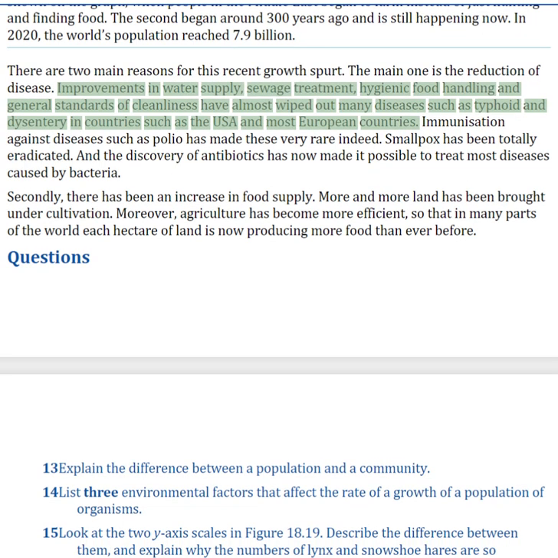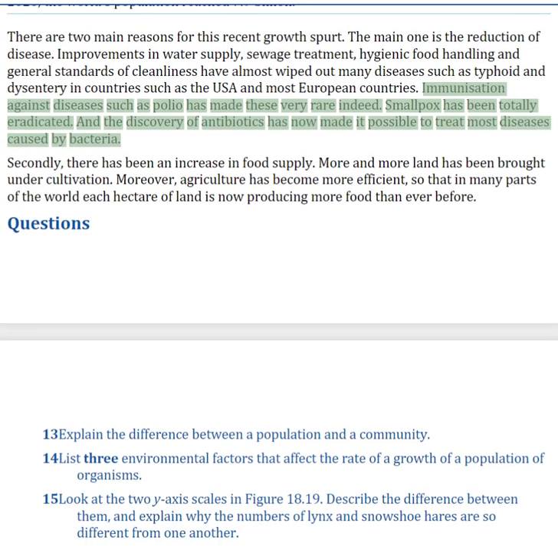Improvements in water supply, sewage treatment, hygienic food handling and general standards of cleanliness have almost wiped out many diseases such as typhoid and dysentery in countries such as the USA and most European countries. Immunization against diseases such as polio has made these very rare indeed. Smallpox has been totally eradicated. And the discovery of antibiotics has now made it possible to treat most diseases caused by bacteria.